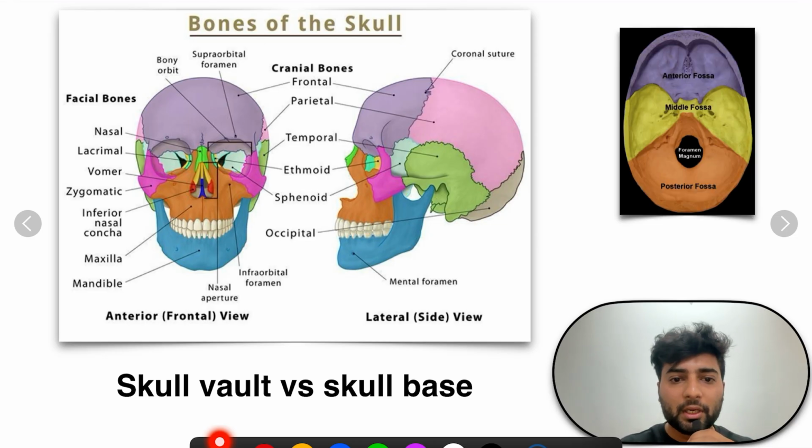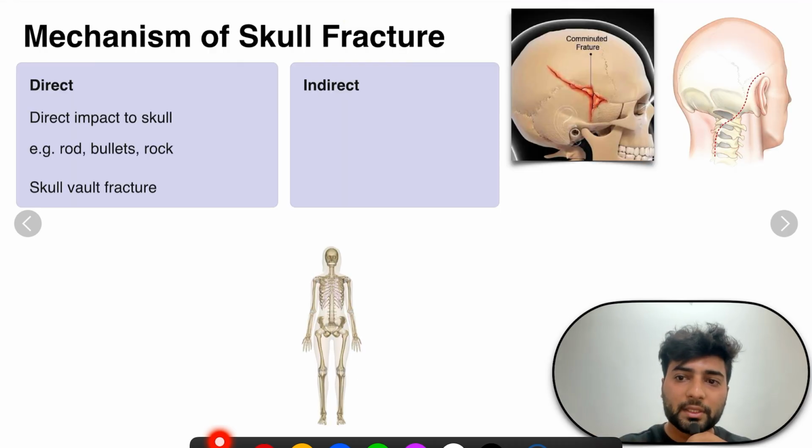So now, skull base versus skull vault. See, over here you can see this is the skull vault, and below this part is the skull base. Now logically, any trauma that occurs in this part can result in a skull vault fracture, but how can a trauma cause a skull base fracture, right? The skull base is protected inside the tissues. Any trauma from the outer peripheries will cause only what? Skull vault fractures. So we'll see how skull base and skull vault fractures occur.